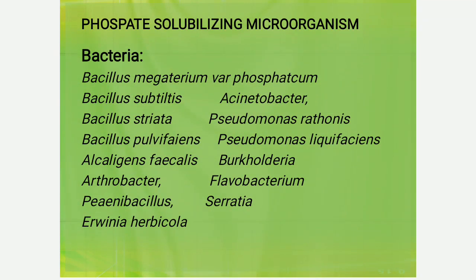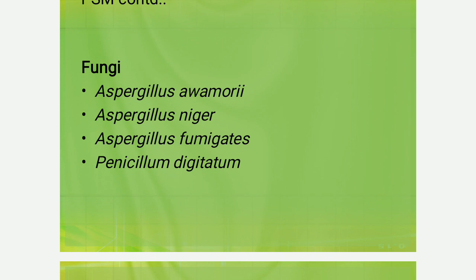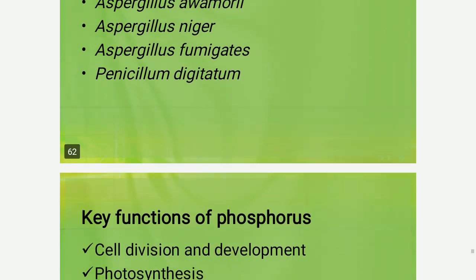If you would like to have a look at the bacteria and fungi which have the capacity of solubilizing phosphorus: Bacillus, many species like Megatherium, subtilis, etc. Alkaligens, Orthobacter, Irvinia, Acinetobacter, then Pseudomonas also a couple of species, Flavobacterium, Serratia, these are all the bacteria which are phosphate solubilizers. Generally these are called PSM, phosphate solubilizing microorganisms. Fungi: Aspergillus, various species, then Penicillium is also found to be a phosphate solubilizer.